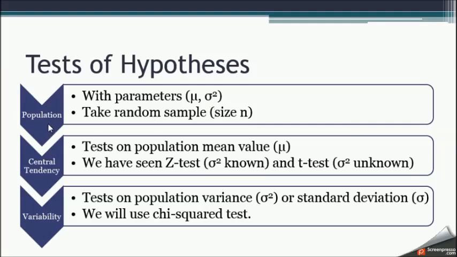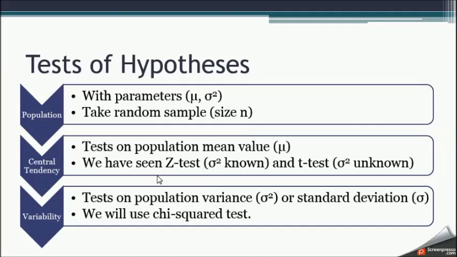So we know this is our population. To perform the testing of hypothesis, we take a random sample of size n. For example, in a random manner, we take a random sample of size n. We can test for the central tendency of the population, or we can test for the variability of elements inside the population. To test for central tendency, we have seen how to test for the population mean, which is mu.